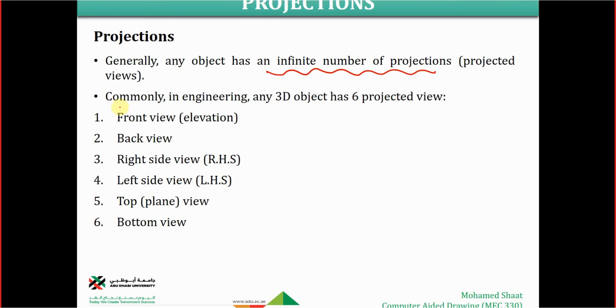Make sense? But in terms of engineering, there are 6 common projected views. Like if we have this cubic shape, it has 6 faces, so it is common in engineering to have 6 projected views. So by the way, this three-dimensional view, is it isometric or oblique? Anyone?